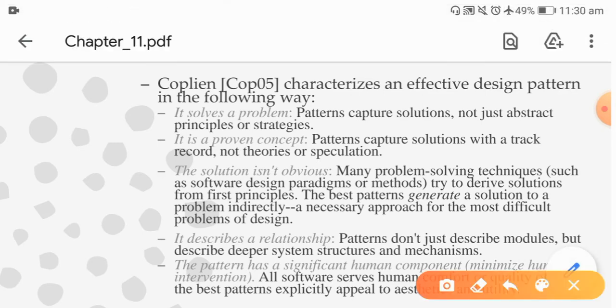Second one is that it is a proven concept. That is, patterns capture solutions with a track record, not theories or speculations. Whatever solutions you are going to provide, you need to create a track of all the solutions, so that it can be easily understood by all the users of your application. The third one is that the solution is not obvious.